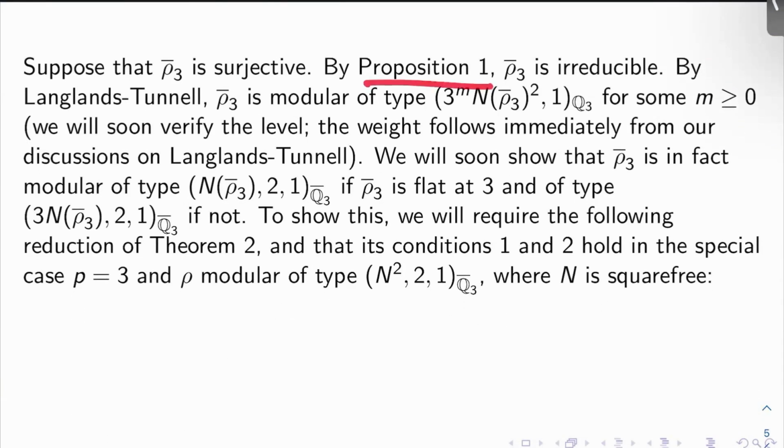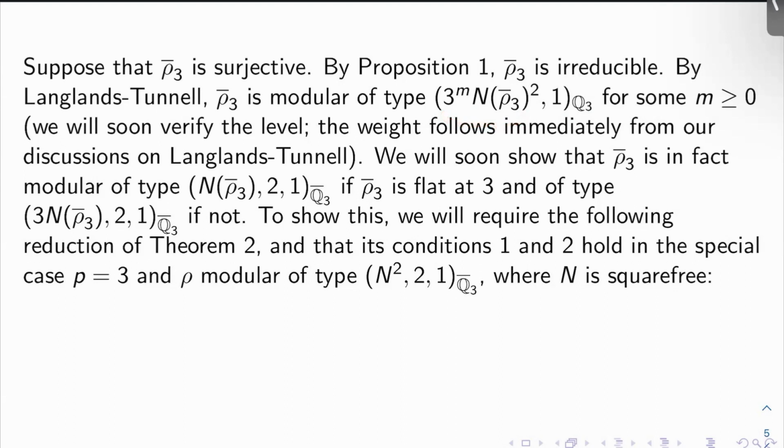Well, then by Proposition 1 above, rho bar_3 is irreducible. By Langlands–Tunnell, rho bar_3 is modular of type 3^m times the conductor of rho bar_3 squared, of weight 1 over Q_3 bar, for some m at least 0. We know this stuff, though I have a whole video coming up on the level later, so don't worry about why this is true.